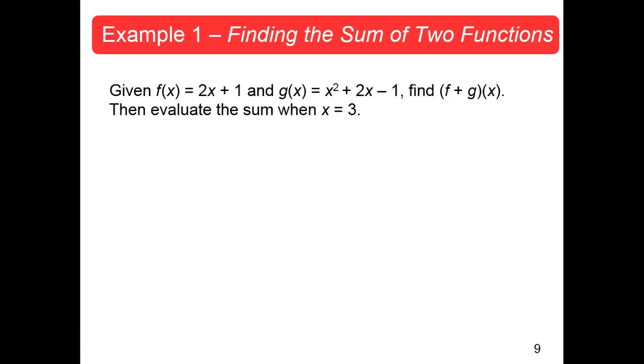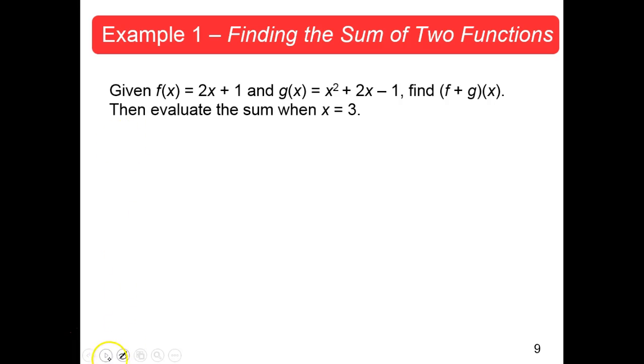Given that f of x is equal to 2x plus 1, and g of x is equal to x squared plus 2x minus 1, find the sum function. Before we begin, where is f defined? What's its domain? All real numbers. How about g? All real numbers. They're both polynomial functions defined everywhere, so we don't have any problem with the domain. Everything's common. So what we want to find is f plus g of x.